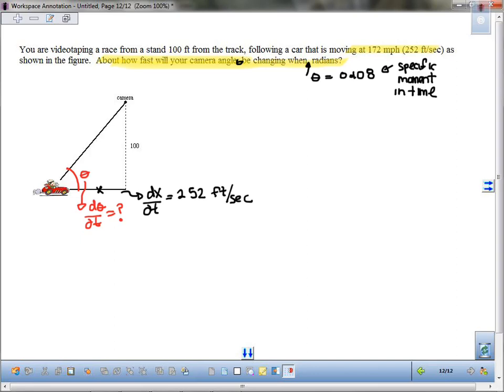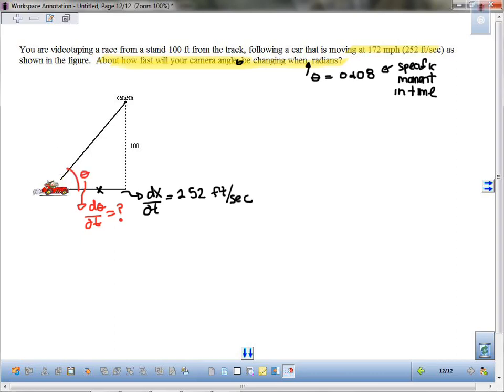So that's the only one that I'm not going to substitute because my angle is changing. The 100 doesn't change. This is going to remain constant. The car is changing, so x is changing. The distance from the camera to the car is changing, and theta, my angle, is changing.